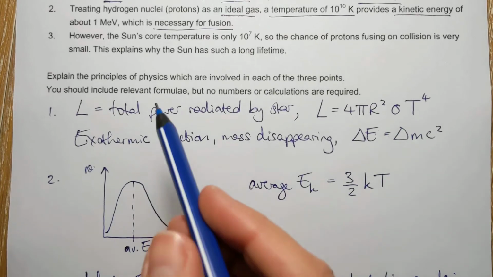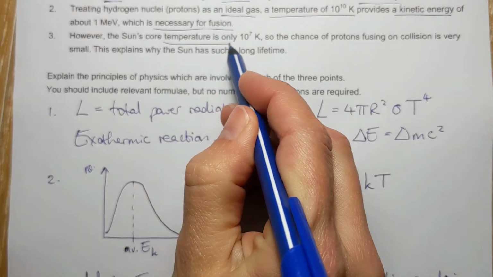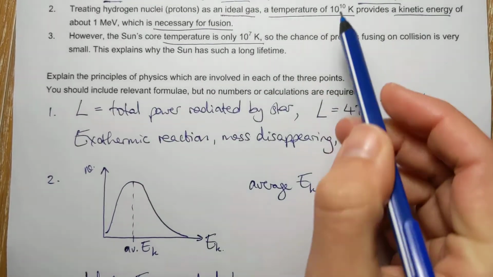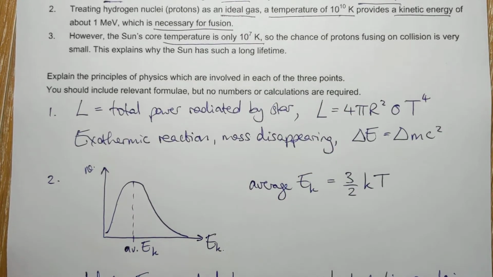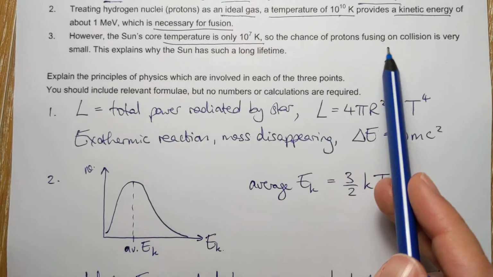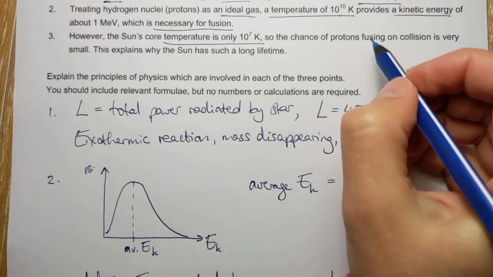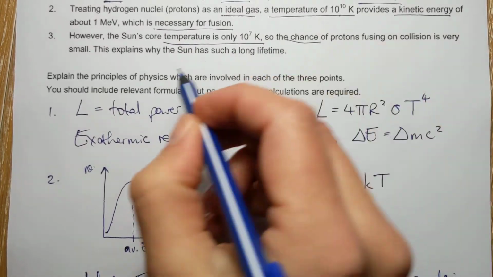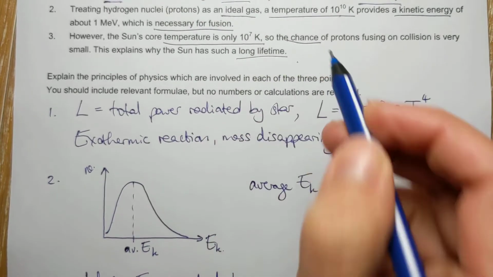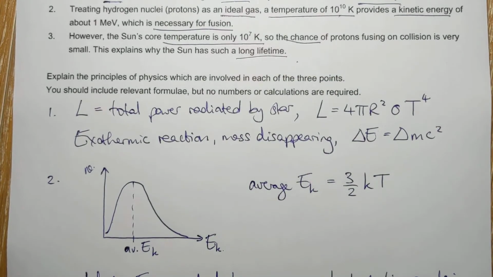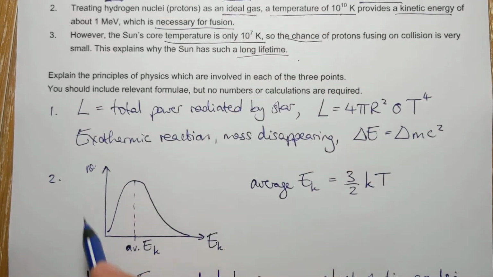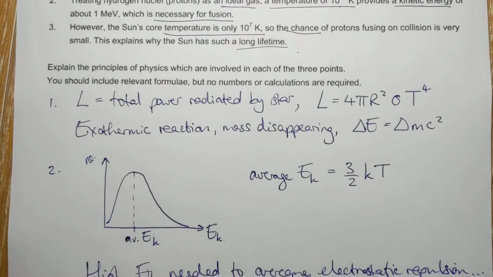Well, it's saying that the sun's temperature is only that. It's not as high as it wanted before. And so the chance of protons fusing is very small. So we've got chance is very small. And then why does it have such a long lifetime? Okay. The temperature is only that. So I had that graph before.